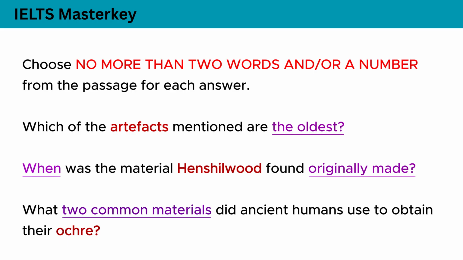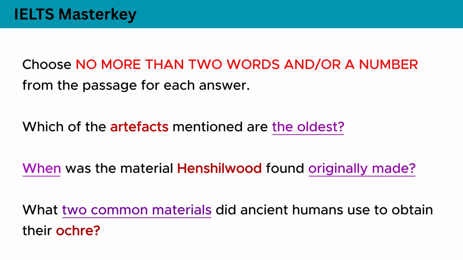So, the first question is, which of the artifacts mentioned are the oldest? So we have to identify two types of keywords, a location keyword and a detail keyword. The location keyword tells you where to look in the passage, and the detail keyword tells you what to find there. Here, artifacts is the location keyword, and the oldest is the detail keyword. We have to go to the section that talks about artifacts, and there we have to find which ones are the oldest.